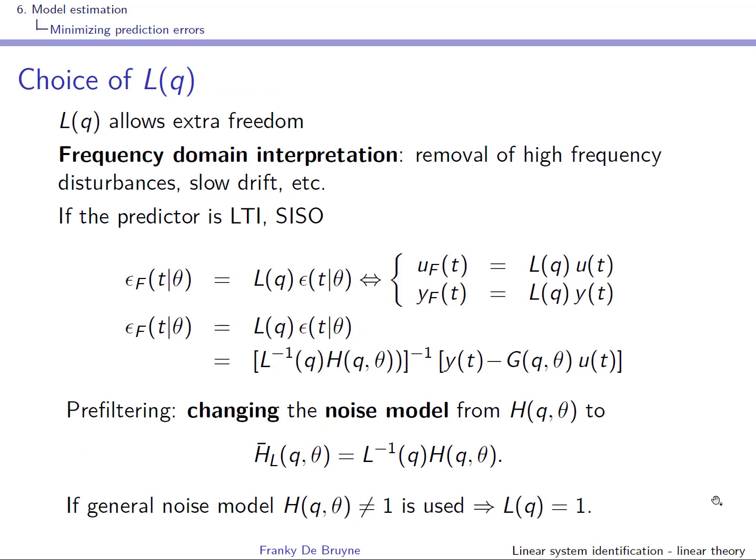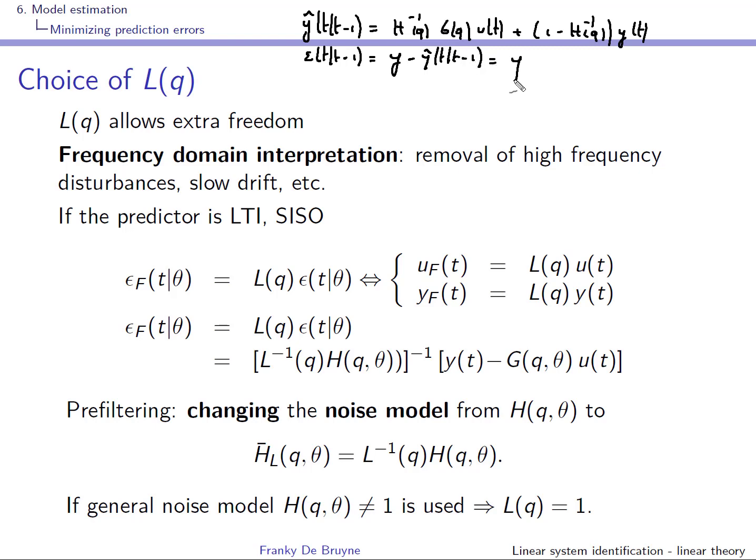So before we talk about the choice of L(q), remember that the one step ahead prediction is (1 minus H^-1(q)) G(q) u(t) plus (1 minus H^-1(q)) y(t). So epsilon(t, theta), that's the residual, the prediction error, is y minus the one step ahead predictor.